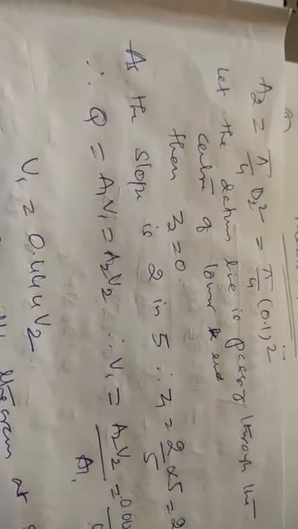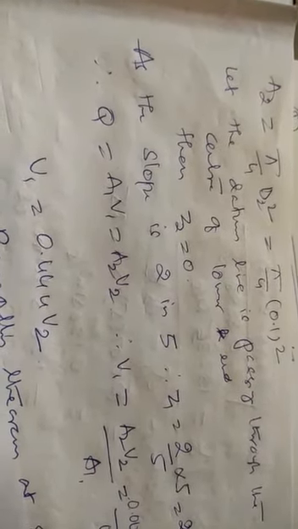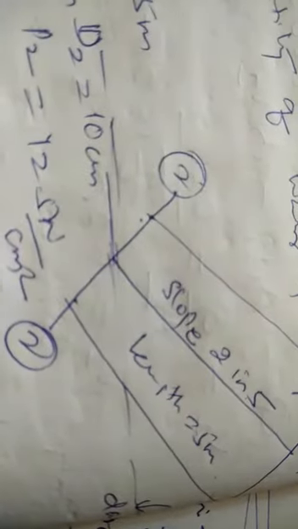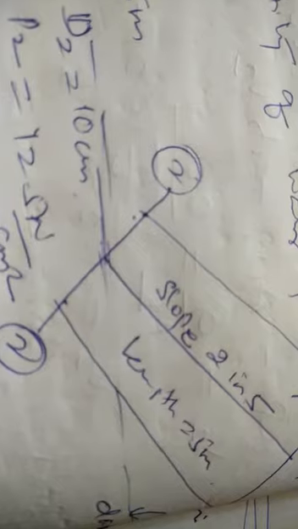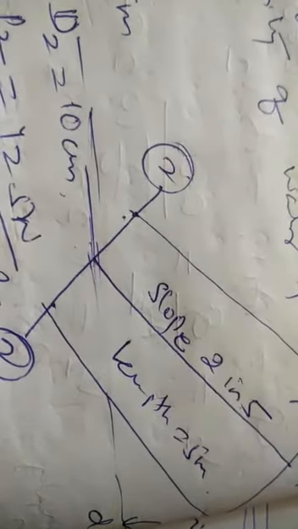Let us assume that the datum is passing through the center of the lower end. Then it means that Z2 will be equal to 0. You can see here that the datum passes through the center of the lower end, so Z2 will be equal to 0. Let us assume that. Therefore Z2 is equal to 0.